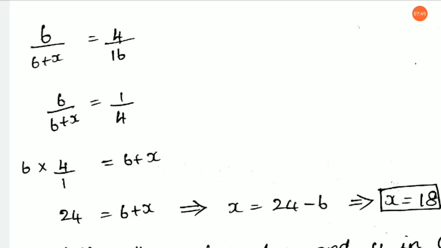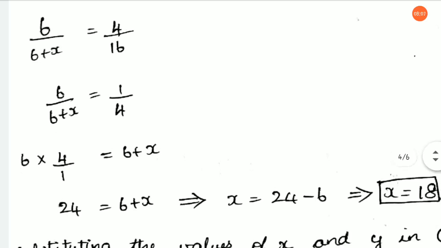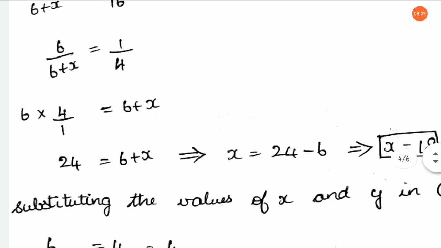Since I need the value of x, I am going to keep this x here and bring this 6 to the other side. So when addition is brought here, it becomes subtraction. So 24 minus 6 will give us 18. So therefore, we have found two unknown variables, x is equal to 18 and y is equal to 16.